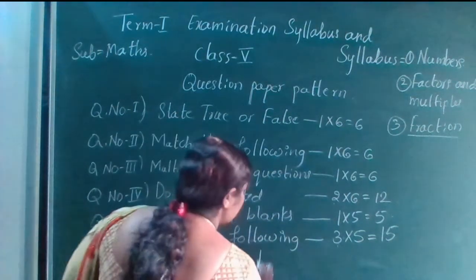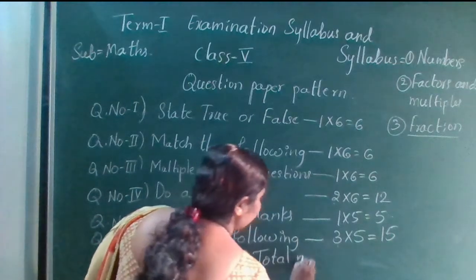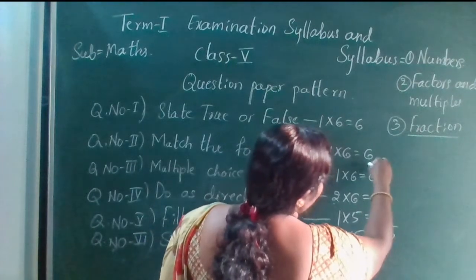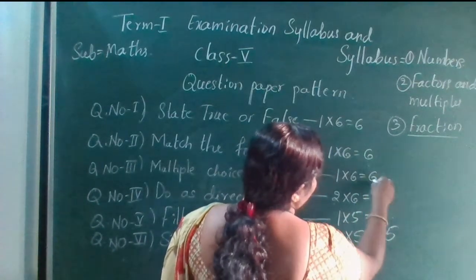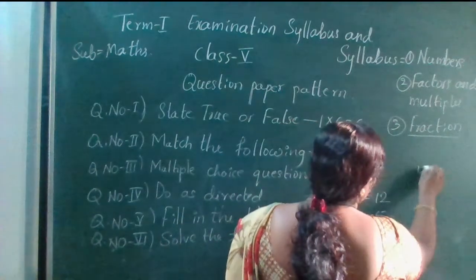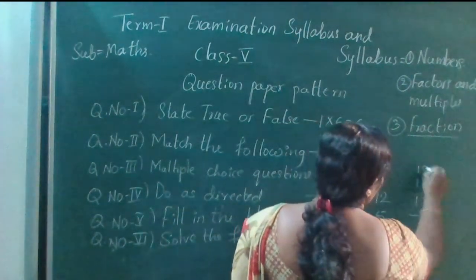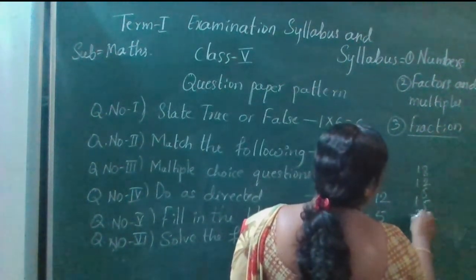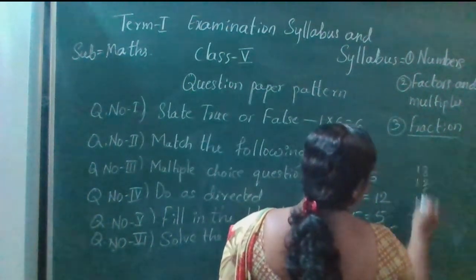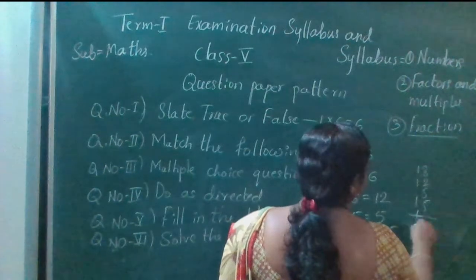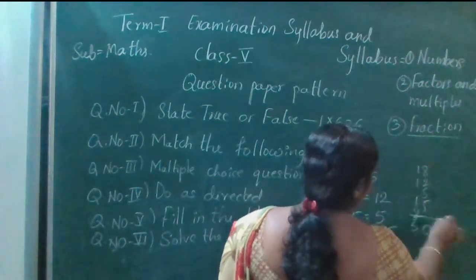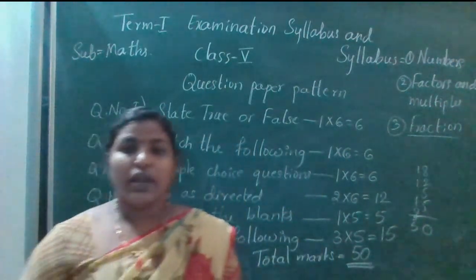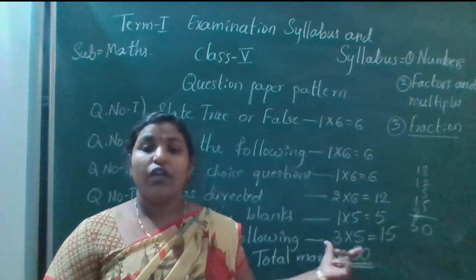So the total marks: 6 plus 6 is 12, 6 plus 6 is 18, plus 12, plus 5 is 15. The total marks is 50. So this is the term 1 examination. You will get a question paper of 50 marks.